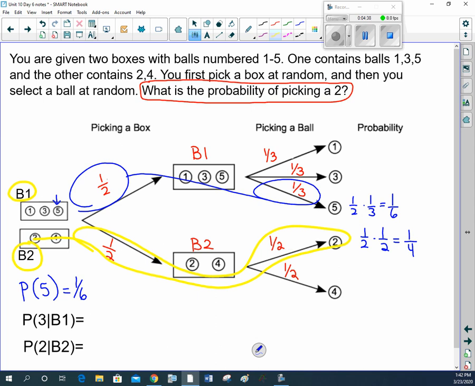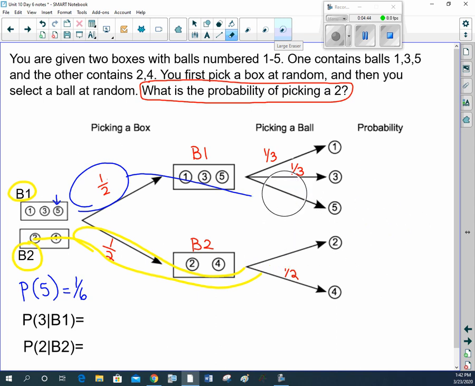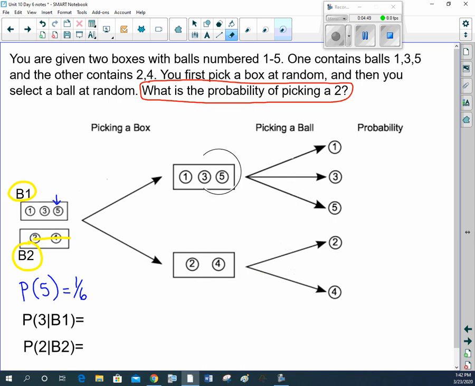Okay, now let me erase this stuff right here. We're going to do a conditional probability, so I'm going to put a condition on my probability. The first one says, find the probability of picking a 3. We want to pick a 3 given, remember this means given, that you're already in box 1. So if I come over here to box 1, this one was box 1 and this one's box 2, I'm already in box 1, so I don't need this branch over here.